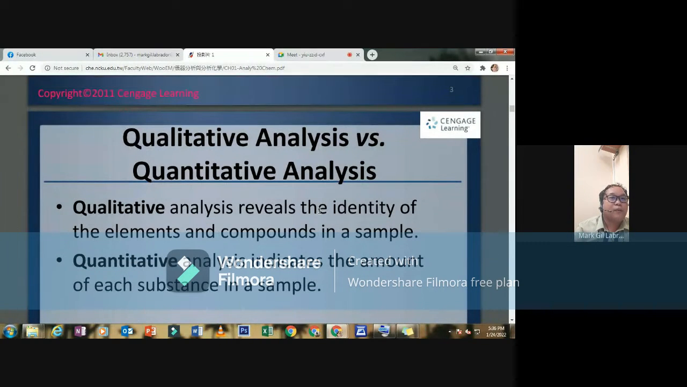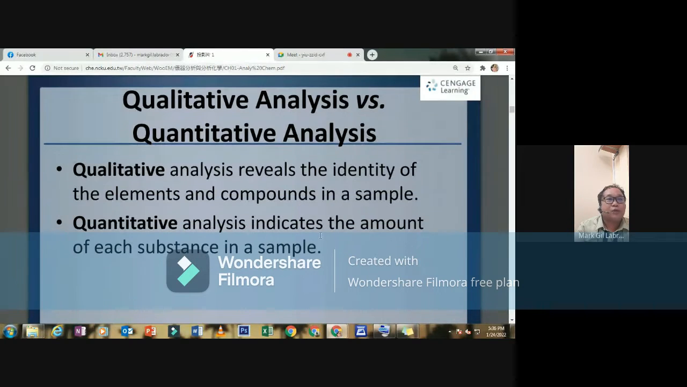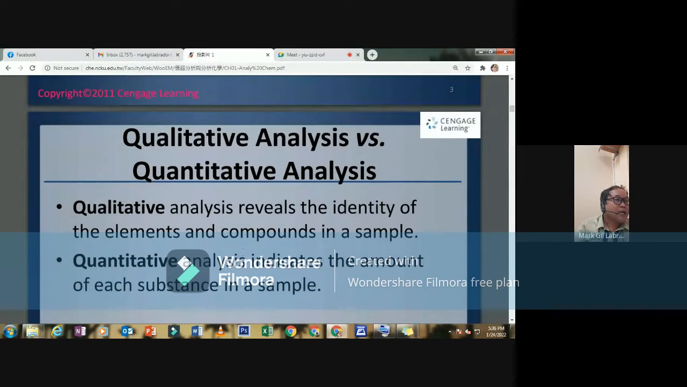Okay. So what's the difference between quali and quanti? So don't worry, I will be sending the PowerPoint mamaya sa LMS. So again, when we say quali analysis, it reveals the identity of the elements and compounds in a sample. It reveals the identity. For example, yung kanina yung example natin, color. Ano ba ang color niya? Ano pa? So we will base that on the sample given.